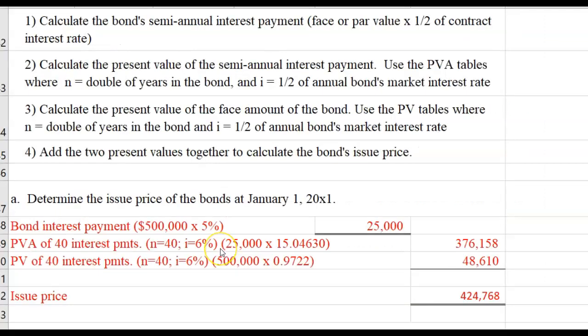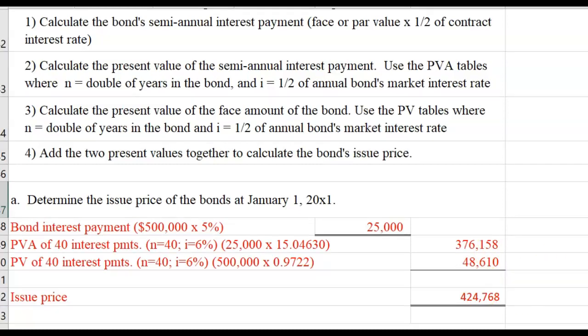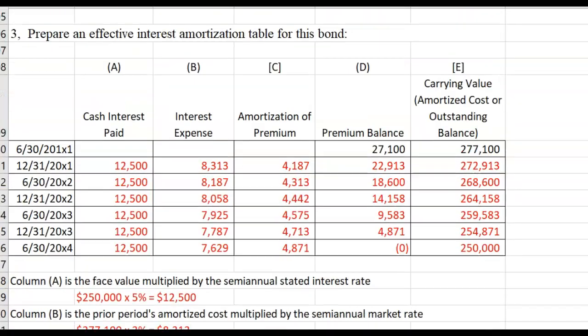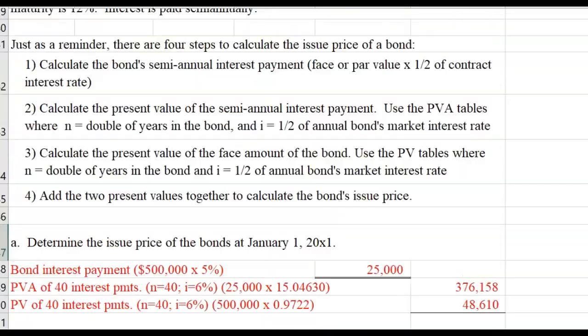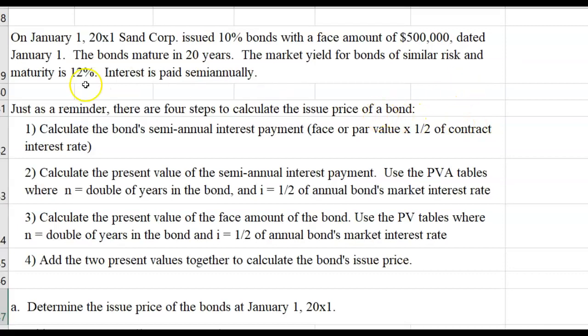So the issue price of this bond is $424,768. And that makes sense because the bond has been issued at a discount because our interest rate is less than the market interest rate. We would expect it to be issued at a discount.